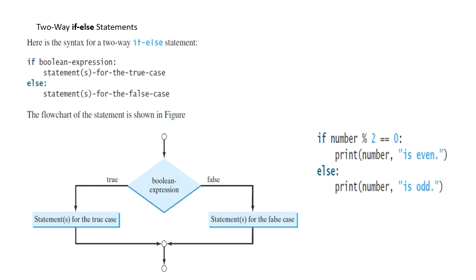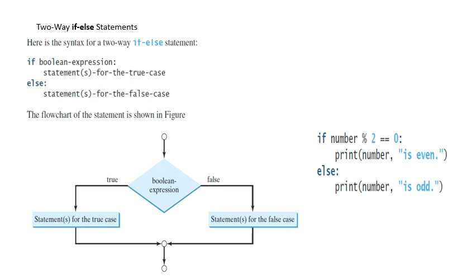Two-way if-else statement. Here is the syntax for the if-else statement. If Boolean expression colon statements, this is for the true case, else colon statements, this is for the false case. So the flow chart takes the Boolean expression and checks whether this expression is true or false. True means statements for the true block will be executed. False means statements for the false case will be executed.